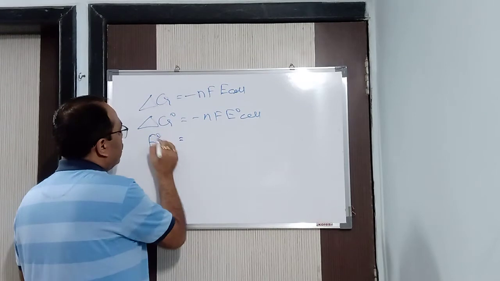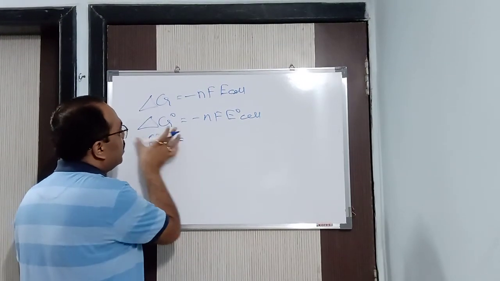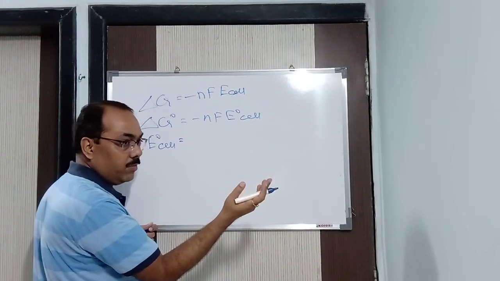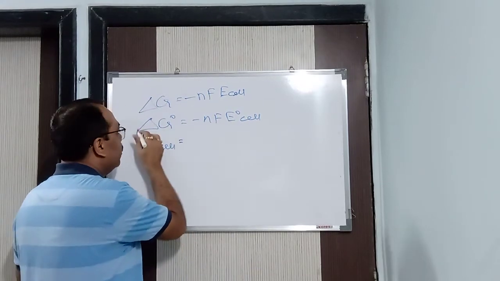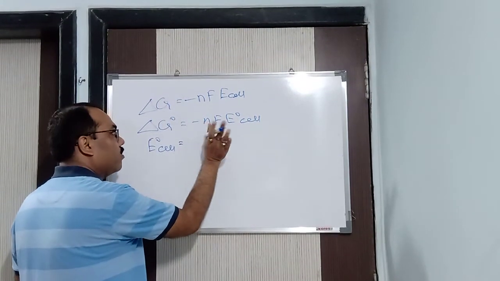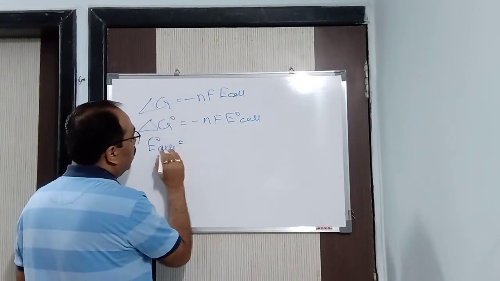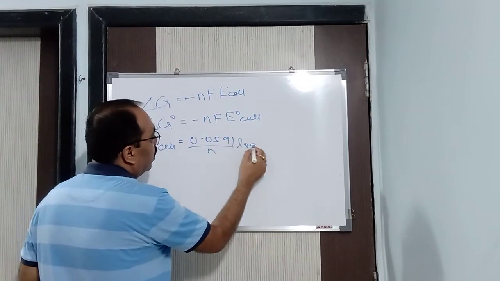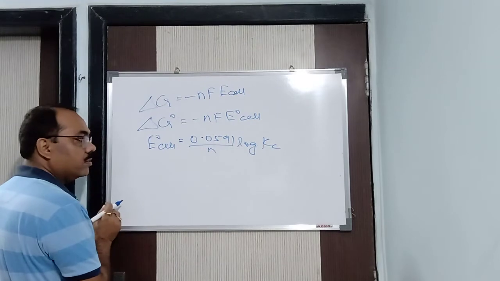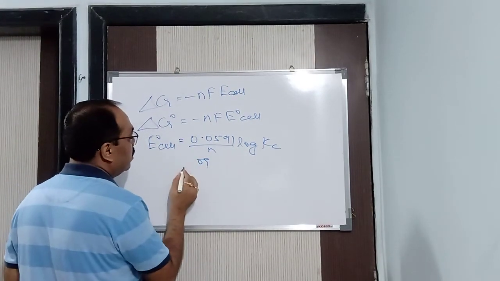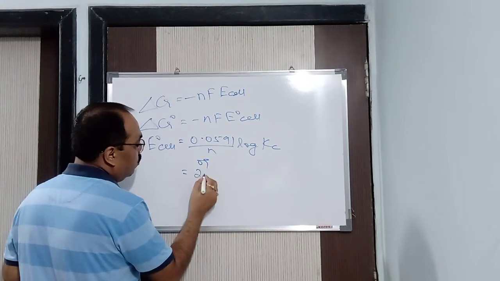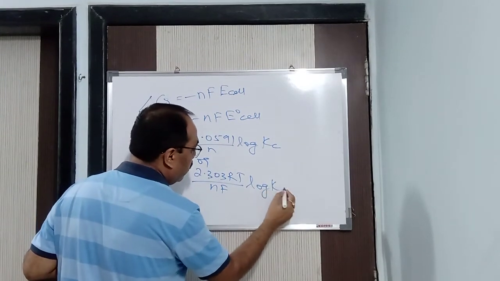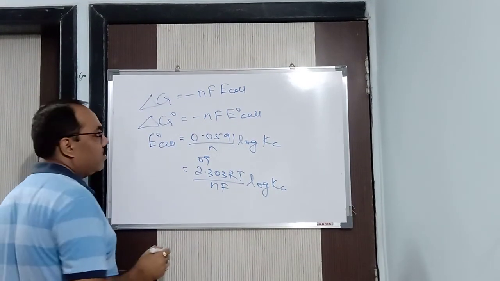Now that is minus nF E naught cell. So what is E naught cell? Just now I told you. I want to find a relationship between Gibbs free energy and Kc, the equilibrium constant. For that reason I am doing it. Clear? From here, whatever is unknown you can find out. Now, E naught cell, just now I said, is equal to 0.0591 by n log Kc. Or you can write E naught cell is equal to 2.303 RT by nF log Kc. You can write this also.